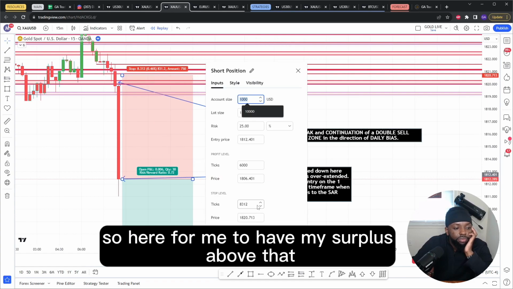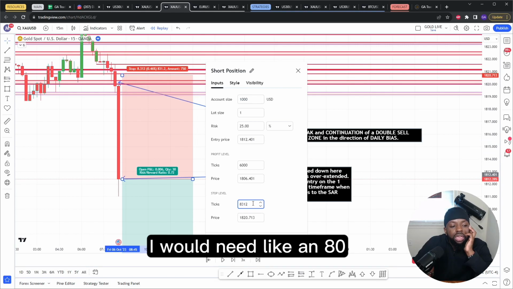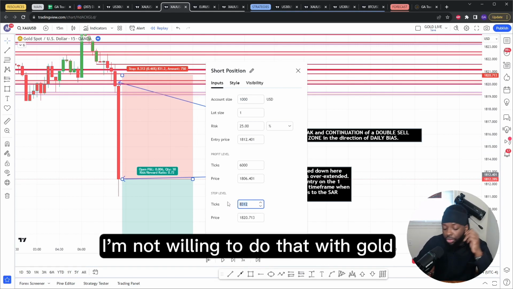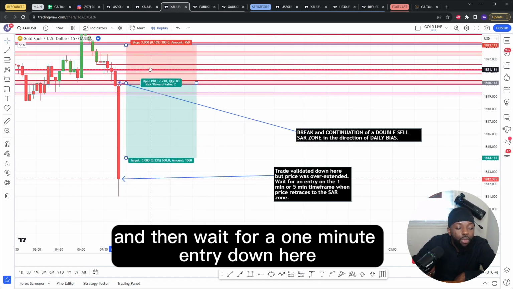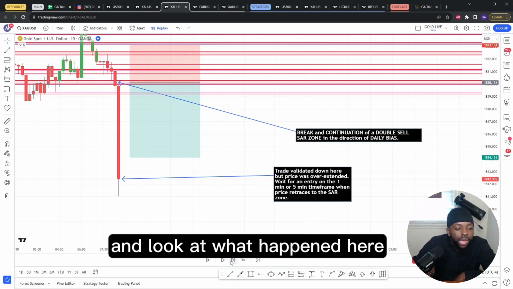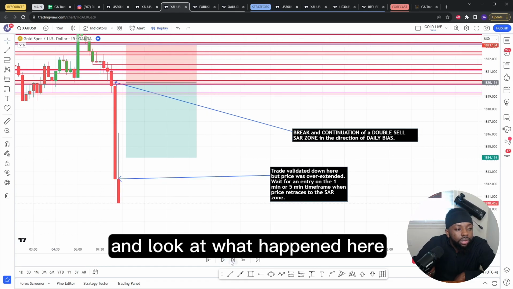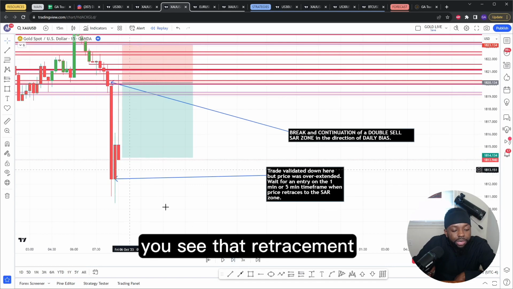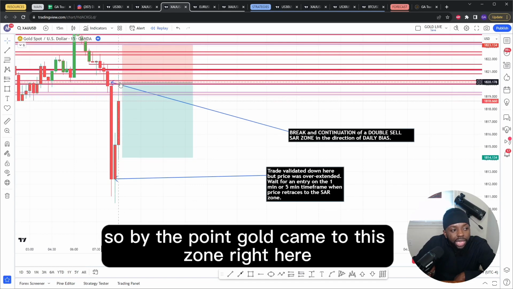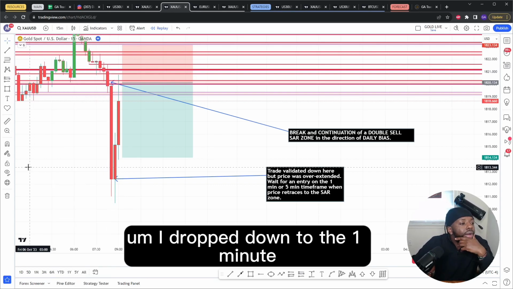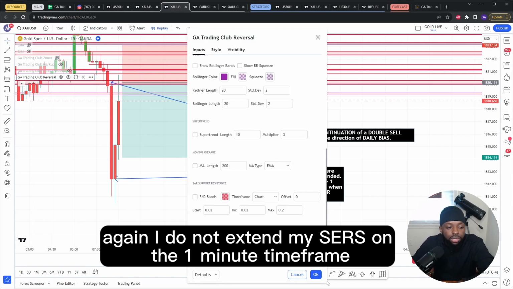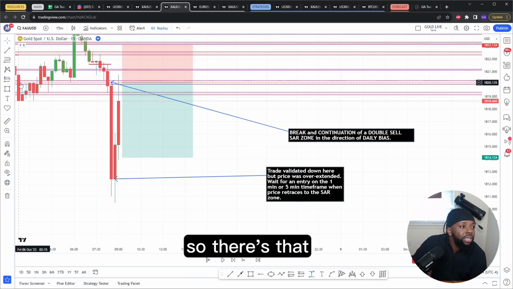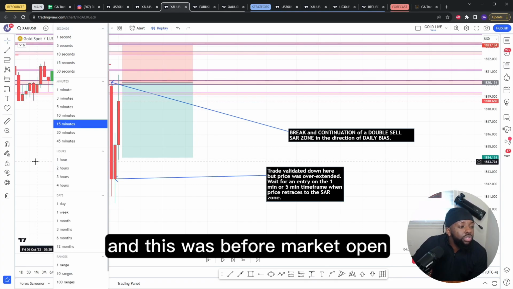For me to have my stop loss above that, I would need like an 80 pip stop loss. I'm not willing to do that with gold, so I chose to stick with my 30 pip stop loss and then wait for a 1 minute entry down here. And look at what happened here. You see that retracement. By the point gold came to this zone right here, I dropped down to the 1 minute. Again, I do not extend my SARs on the 1 minute time frame. So at this point, this was before market open.